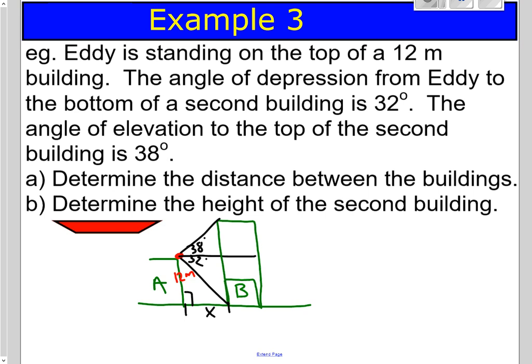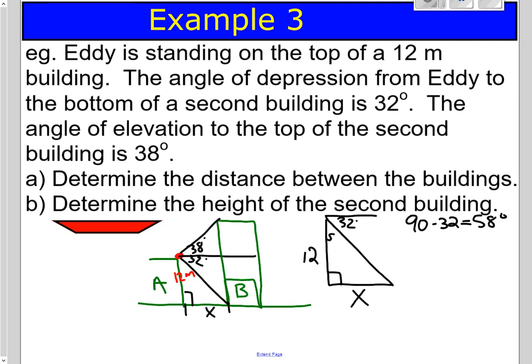Okay, so let me pull that triangle out. So this is what we have. We have our 90 degrees right here. This is 12. This is X. Now it looks like we don't have an angle in that top corner, but since I have that angle on the outside of it, since this is 32, I can take 90 degrees and subtract 32, which would give me 58. That means my angle right here must be 58 degrees.